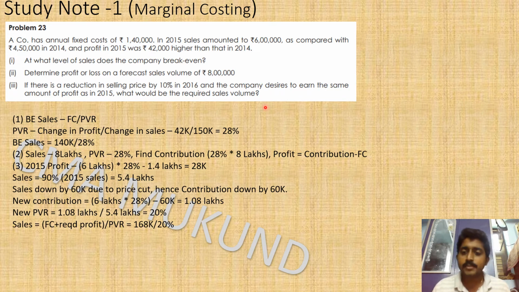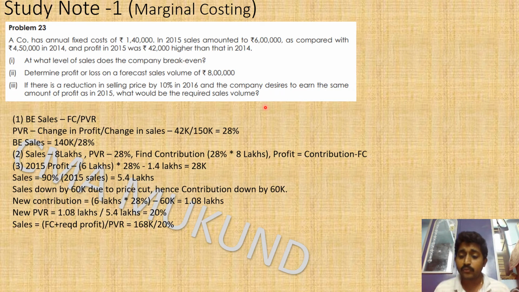So guys, this problem is one such problem where we are given two periods. The change in sales between the periods can be found. In this case, in 2014 the sales was 4,50,000, and in 2015 the sales was 6 lakhs. So from 4.5 lakhs to 6 lakhs, there is a 1.5 lakhs delta in sales, and in profit, what is the delta? 42,000 delta in profit. So delta in profit divided by delta in sales is also a formula for PV ratio.